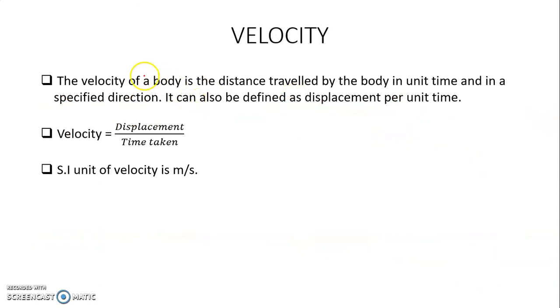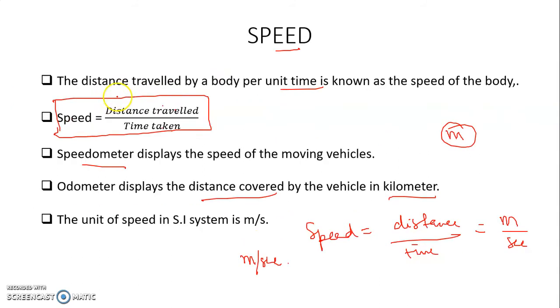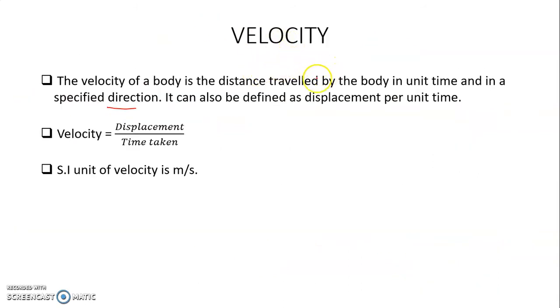What is velocity? The velocity of a body is the distance traveled by a body in unit time and in a specified direction. If you see, the definition of speed was the distance traveled by a body per unit time. There was nothing mentioned about the direction, right? Because speed is a scalar quantity, so it does not have a direction. Whereas velocity is a vector quantity. So whenever you specify the velocity, you specify the magnitude of the velocity, which is the same as the magnitude of the speed, and the direction of the velocity. Both.